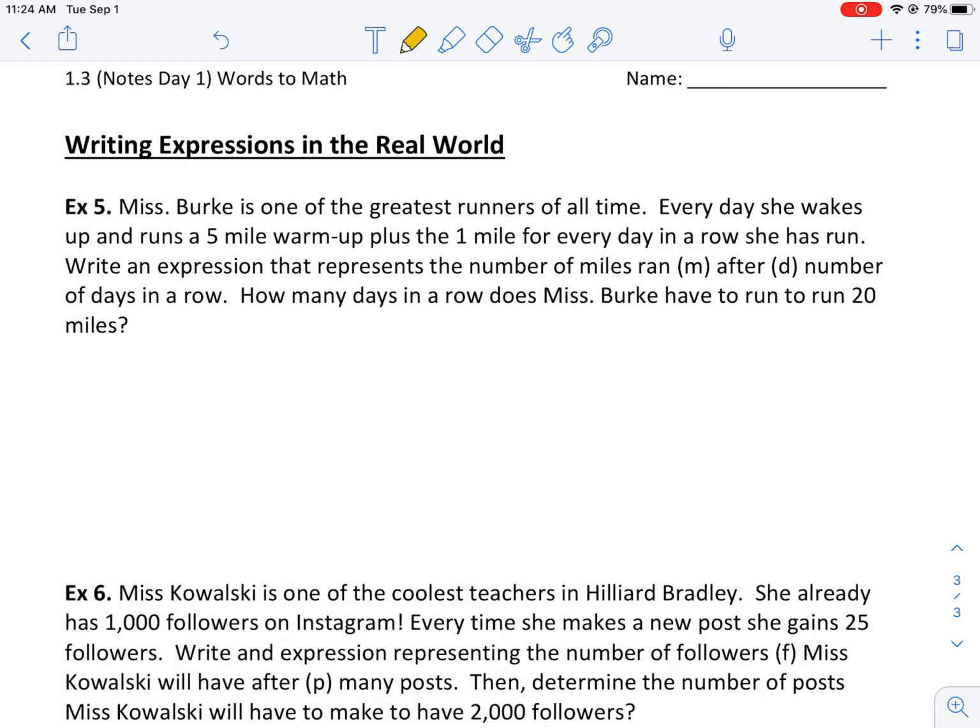So anyway, every day she wakes up and runs 5 miles to warm up, plus 1 mile for every day in a row she has run. Write an expression that represents the number of miles run after D number of days in a row. How many days in a row does Miss Burke have to run in order to run 20 miles? Basically, we first want to think what will be my coefficient, what will be my variable, and what will be my constant.